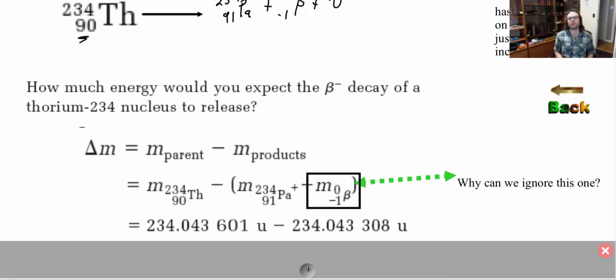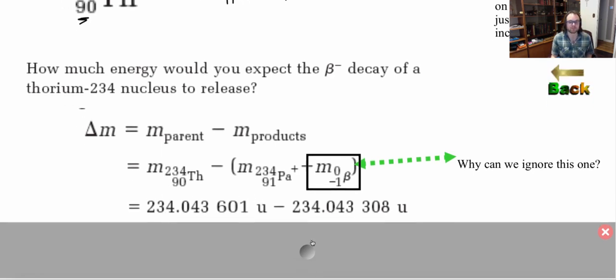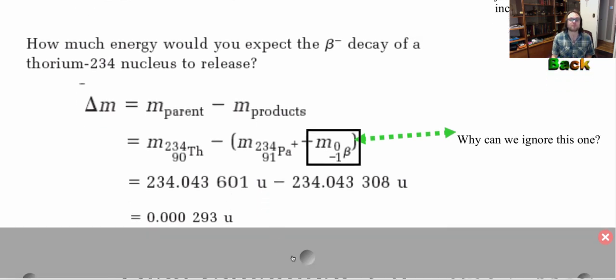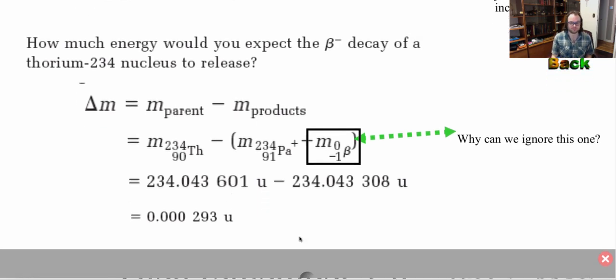So then, if I look on page 881, I could find the masses of protactinium 234 and thorium 234 to be these following atomic masses. Now, what I want to do is subtract them and I end up getting 0.000239 as my atomic mass, or the mass defect.